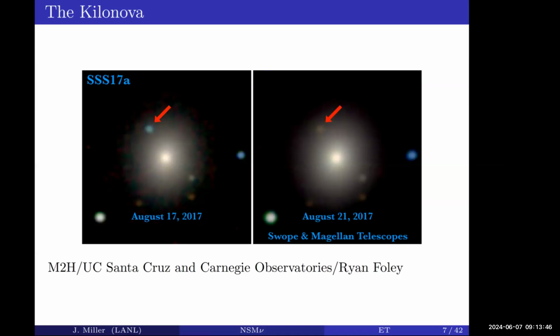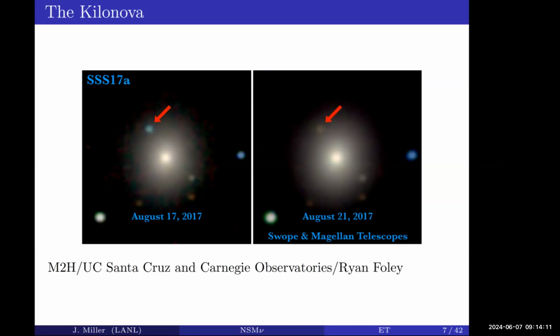This is a composite image from the Swope and Magellan telescopes on the day of the detection. On the left is August 17th, 2017. That's the day. The blur in the middle, that's the host galaxy. And the blue dot, or greenish dot that's pointing to here, that dot is the kilonova. That's the afterglow from radioactive decay. Four days later, it's still there, but it's red.